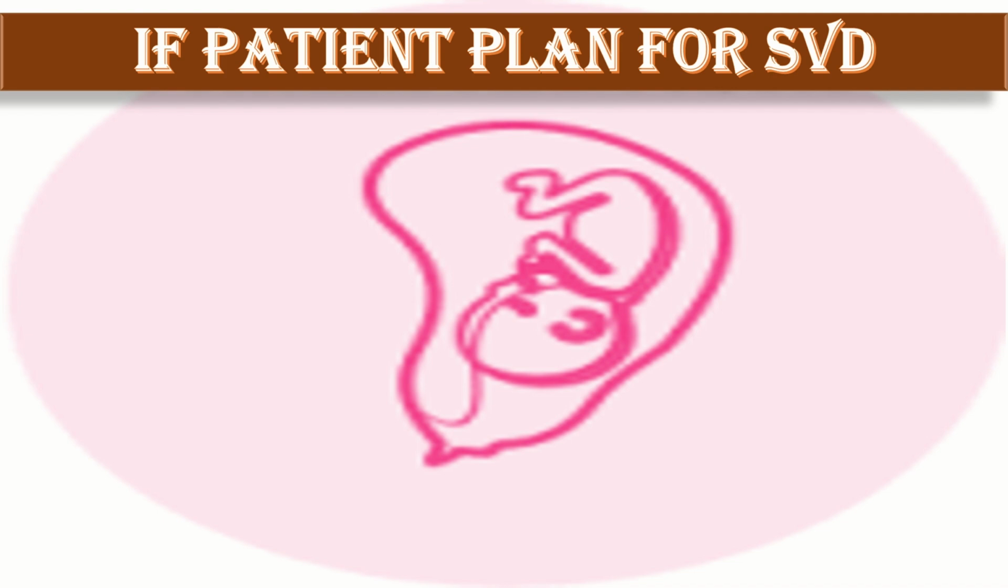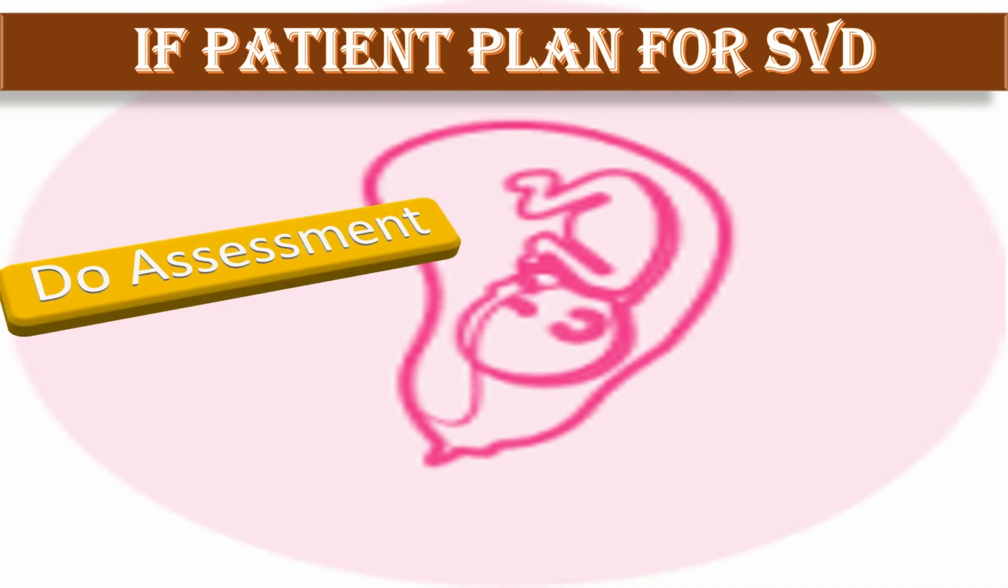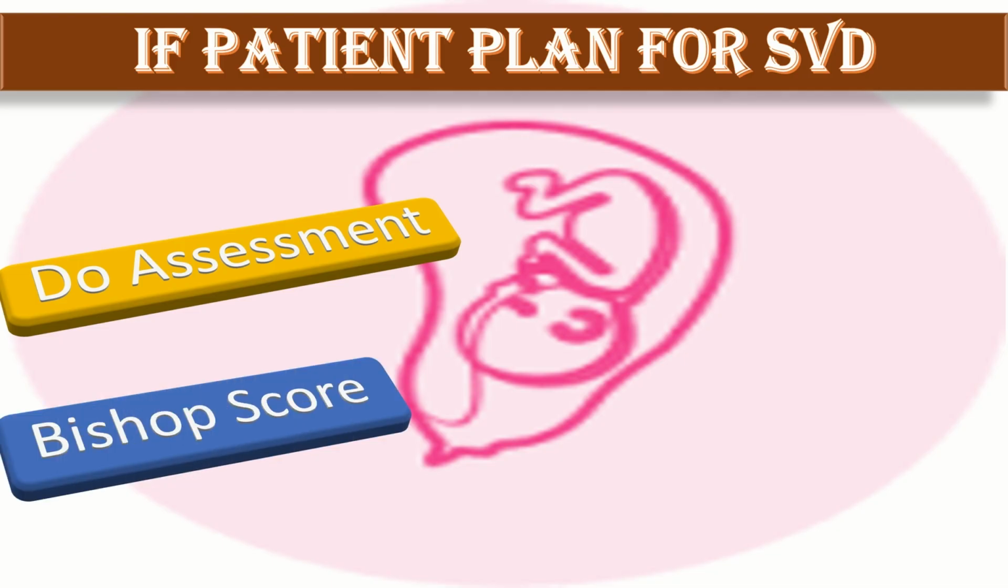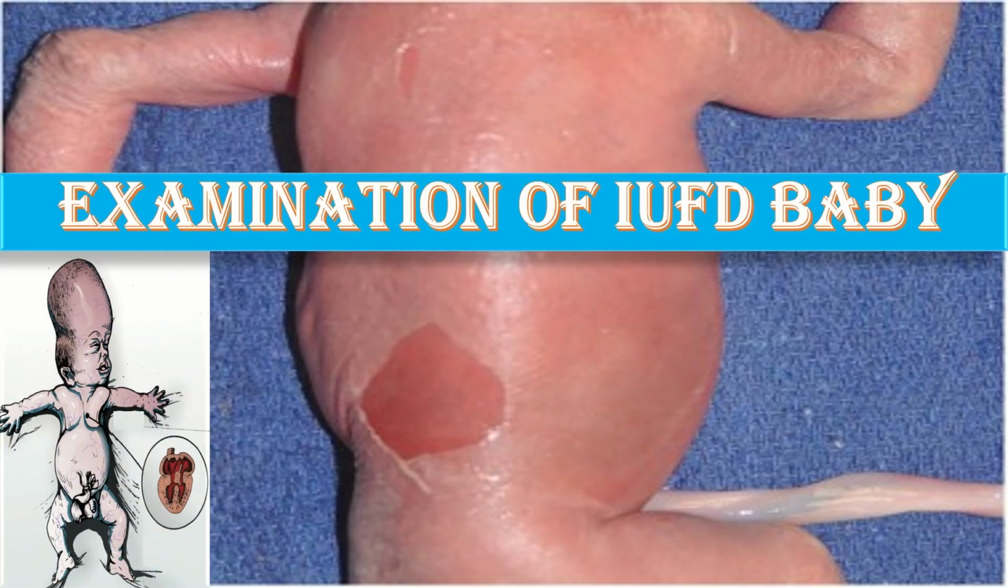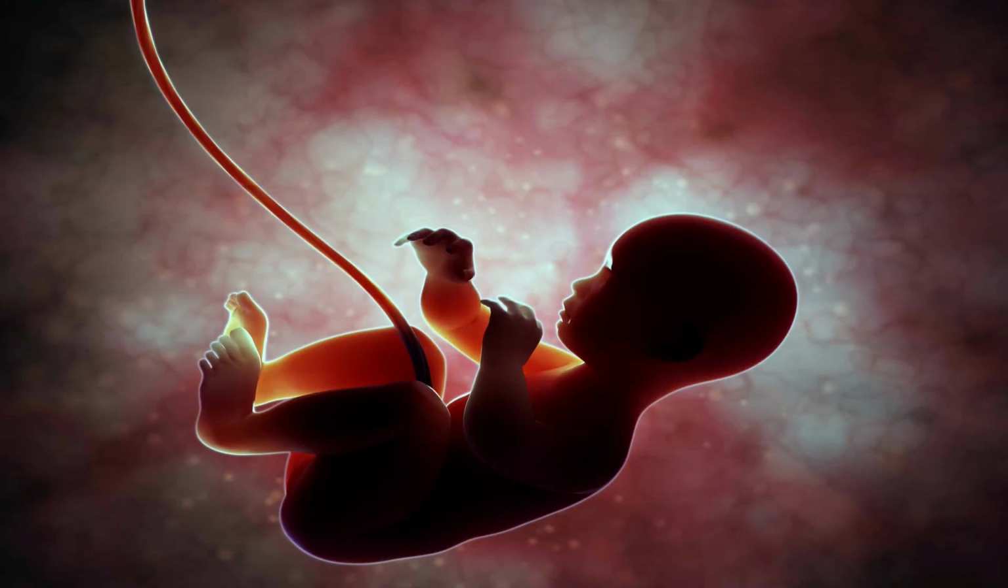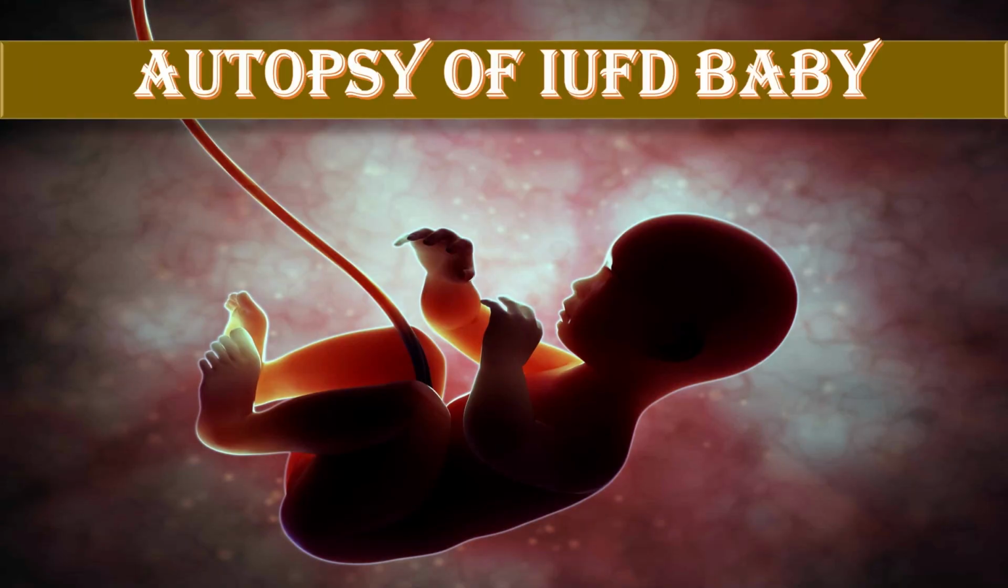If the patient plans for SVD, then do the assessment for the lie, presentation, and size of the fetus and do the appropriate Bishop score of the patient. Once the baby is delivered, do appropriate inspection of the baby for any placental infarct, any cord around the neck, any maceration to check whether it is a fresh or old IUFD, any peeling of the skin, and any anomalies of the fetus. If the patient permits, we can go for autopsy as well.